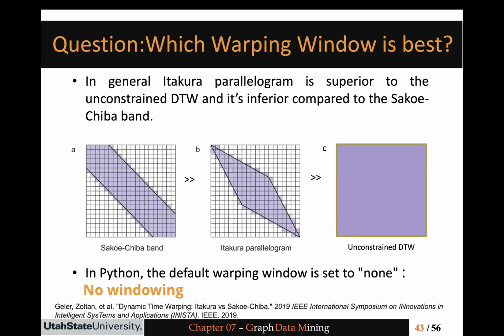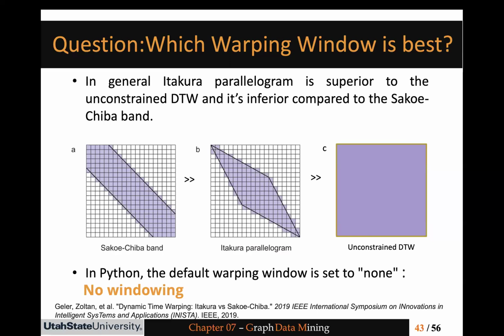Now, in general, it has been found that the rectangle band is better than the parallelogram, which is also better than a simple, completely unconstrained DTW. And here, the violet color simply means that these are the possible places that can be used along the dynamic time warping matrix for finding the match between the X and Y time series.